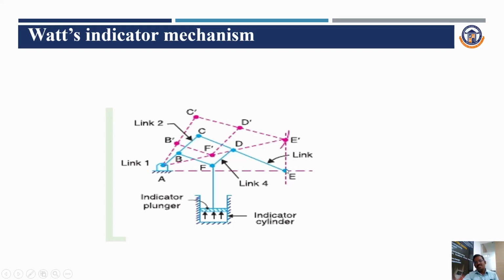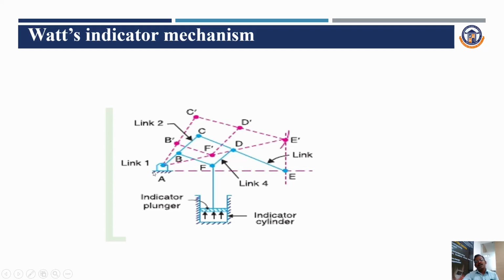This is E, that means the lever. E can move up and down by the manual method, or it can be automated, no problem in that. E can move from here to here, that means E dash. If point E is moved from this place to this place, that means E to E dash, then D moves to D dash. Similarly F moves to F dash.